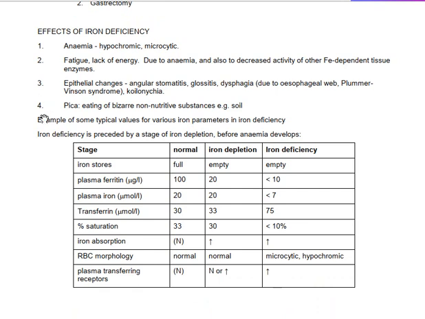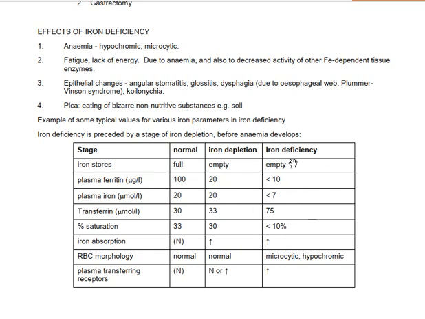Now, an example of some typical values of various iron parameters in iron deficiency. These are the different values. You have the iron stores. It can be normal, iron depletion, or iron deficiency. In iron depletion, the iron stores are going to be empty. In the normal case, it's going to be full. In iron deficiency, still empty. Now the plasma ferritin level is going to be normal at 100. It's depleted at 20, but in iron deficiency it is less than 10. And you can see the different values here.